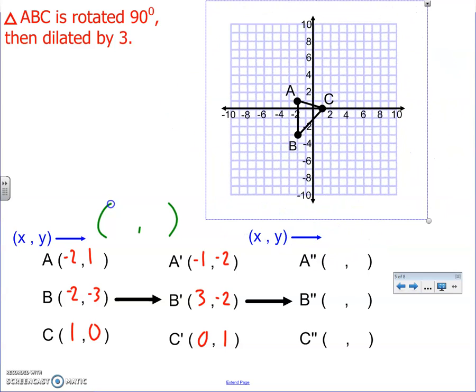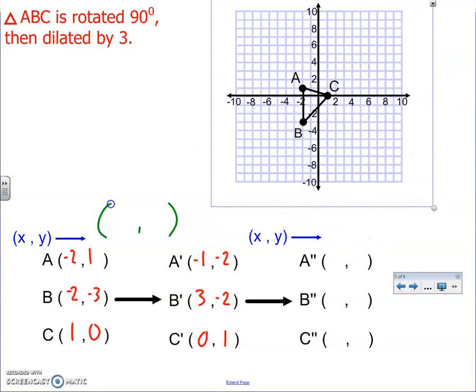I'll put my paper back. I'm going to mark those. -1, -2, that's my A prime. 3, -2, that's my B prime. And 0, 1, that's my C prime. All right, so that's the same picture, just rotated 90 degrees counterclockwise.